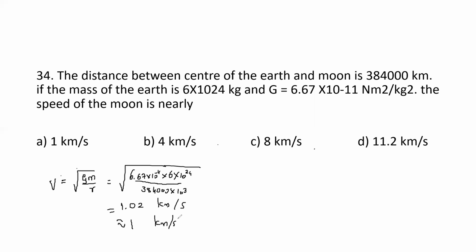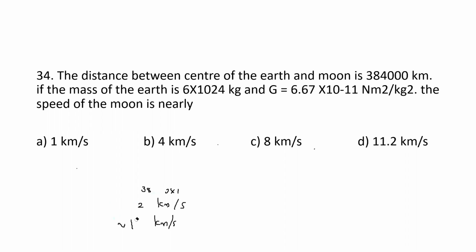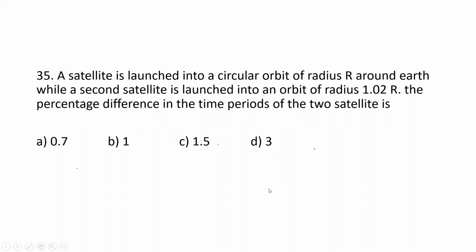Let us see the next question. A satellite is launched into a circular orbit of radius r round the Earth, while a second satellite is launched into an orbit of radius 1.02 r. The percentage difference in the time period of the two satellites is. See how to do this one. That is, percentage error we need to calculate, as the options are given in terms of percentage itself.